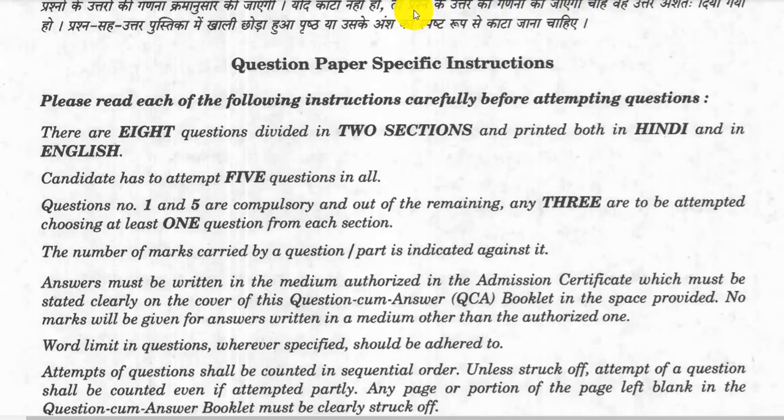So without waiting much longer, let us get into today's topic, the History Paper 2 previous year question paper. Make sure you note the specific instructions: there are 8 questions divided into 2 sections, printed in both English and Hindi. The candidate has to attempt 5 questions in all. Questions 1 and 5 are compulsory; out of the remaining, any 3 are to be attempted, choosing at least 1 from each section. The marks carried by each question are indicated against it.